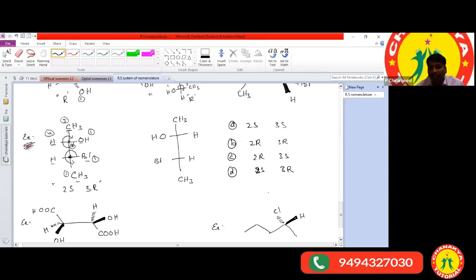If you want hints now, let's see. I'll write here. Vertical line: the least priority group is on the vertical line, clockwise direction is R isomer, anti-clockwise means S isomer. And one more thing. If the least priority group is present on the horizontal line, clockwise direction is S, anti-clockwise direction is R. Now let us see. Hints also have been given.